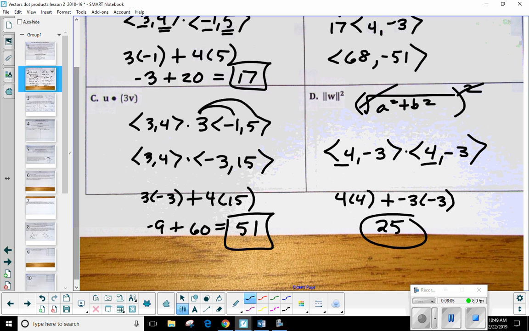Anybody having a hard time not seeing where any of these values are coming from? Okay. Questions? All right, well, that is as far as I wanted to go. I wanted to at least give an introduction.